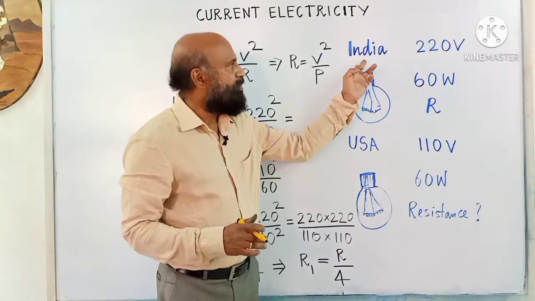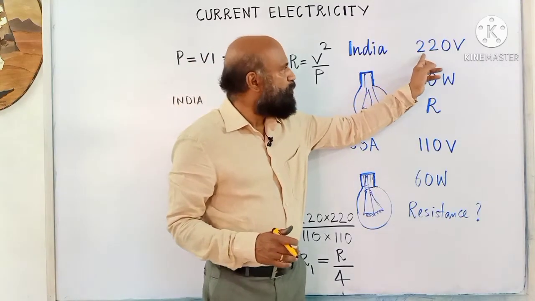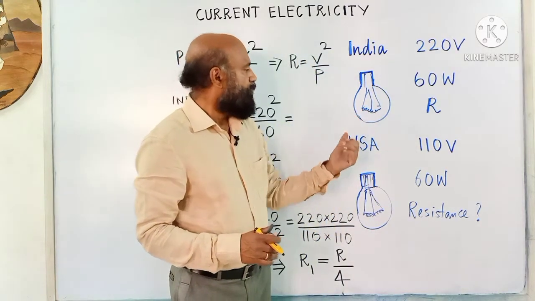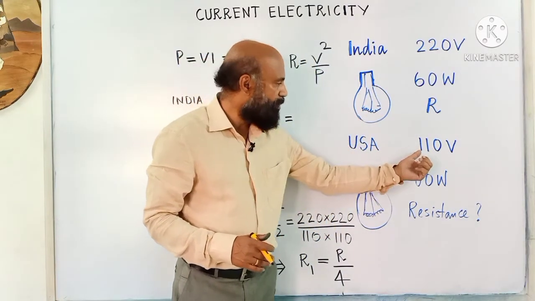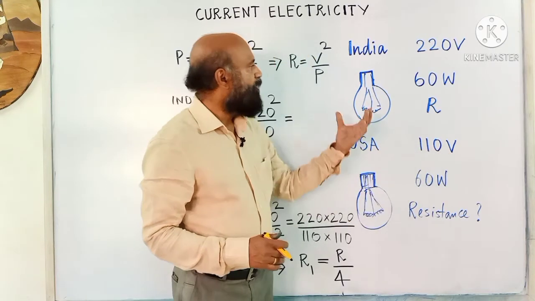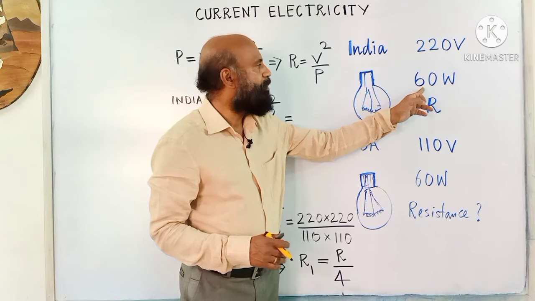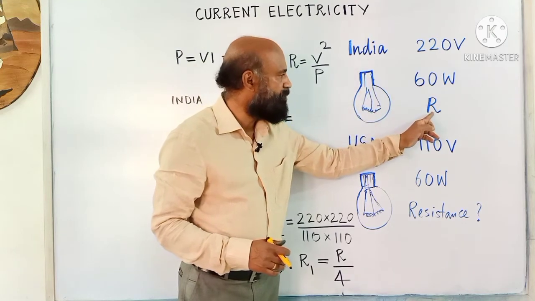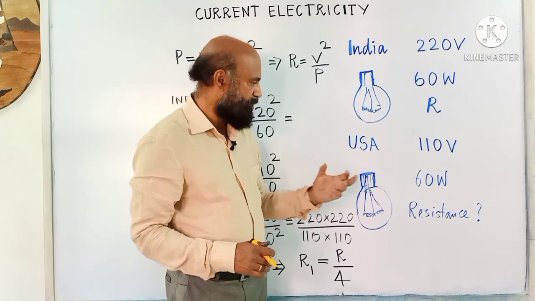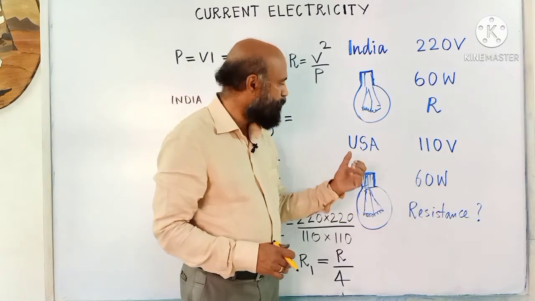In India, electric power is supplied at 220 volt. In USA, electric power is supplied at 110 volt. A 60 watt bulb in India has got a resistance R. Then what will be the resistance of the 60 watt bulb in USA?